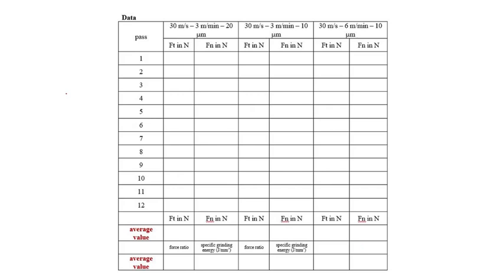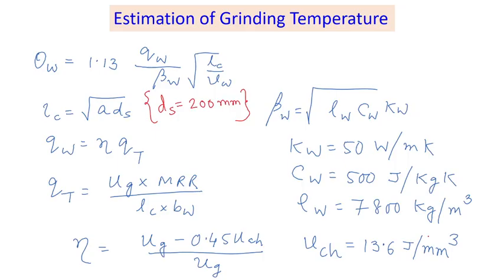So this is the data for objective number 2. This is 30 meter per second, 3 meter per minute, 20 micron. This is 30 meter per second, 3 meter per minute, 10 micron. This is 6 meter per minute, 10 micron. So here you will get the effect of A, and here you will get the effect of VW. The actual data would be shown to you later on.